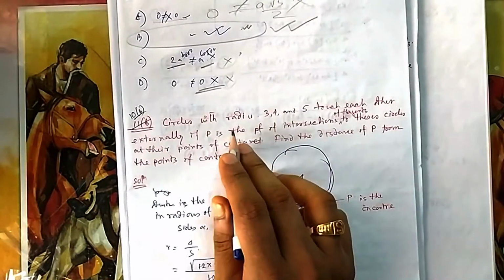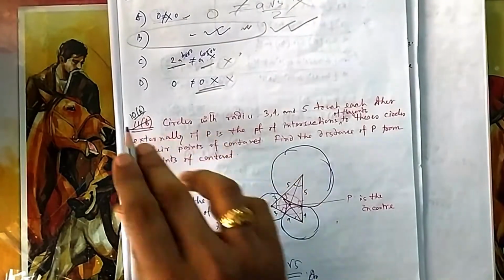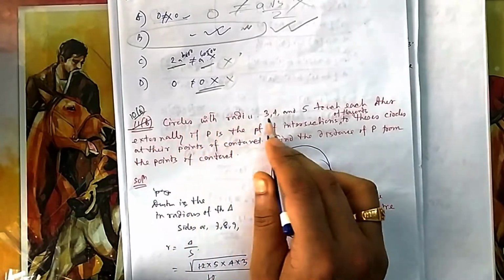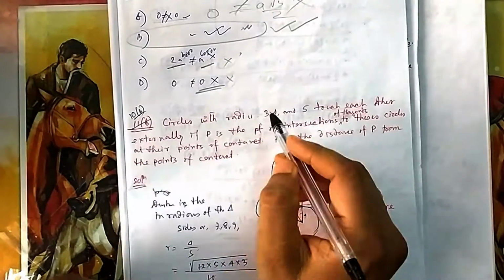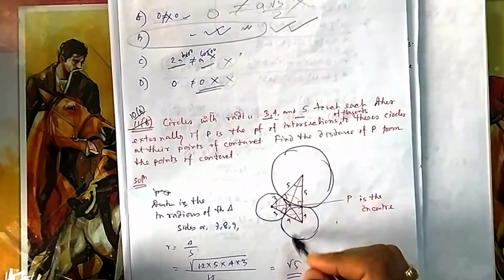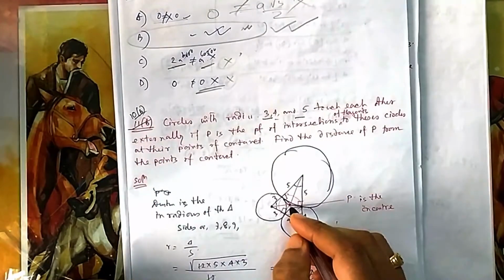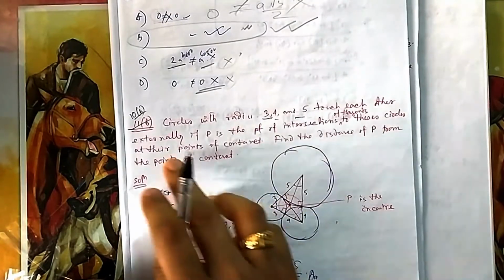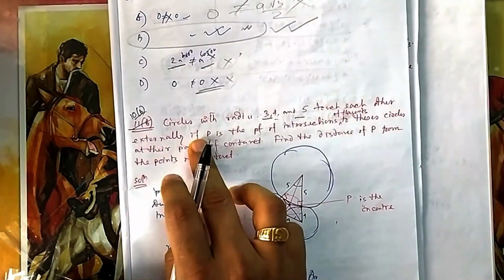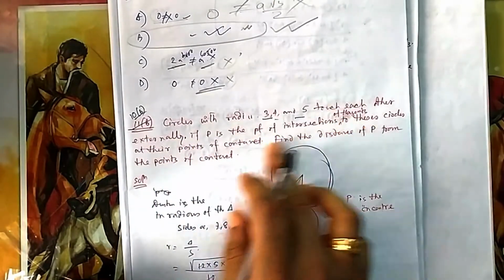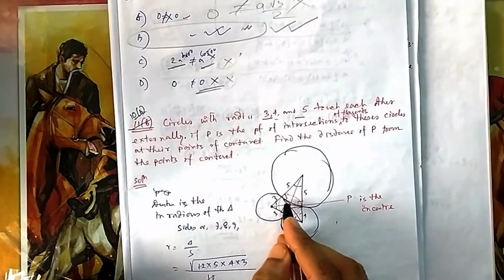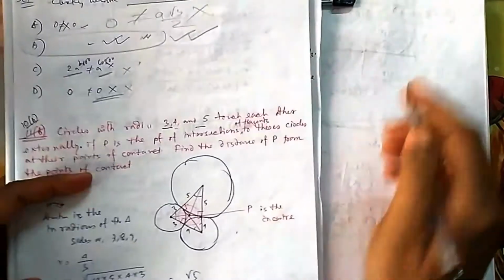Now you come to this one, this 10B. The circles with radius 3, 4, 5, 3 circles are there. They touch each other externally at a point P. This is top. If P is the point of intersection of the tangents of the circle, so this is the tangent, this is the common tangent. They are asking you this common tangent.